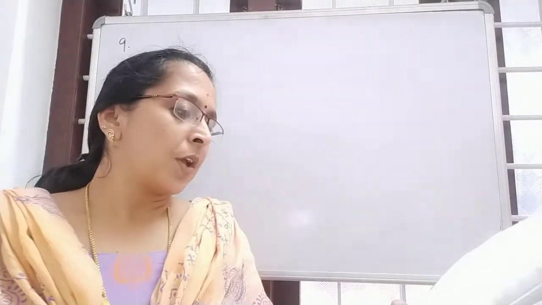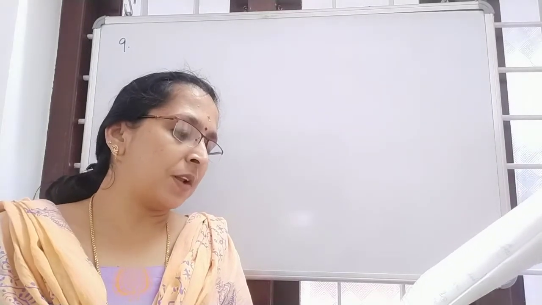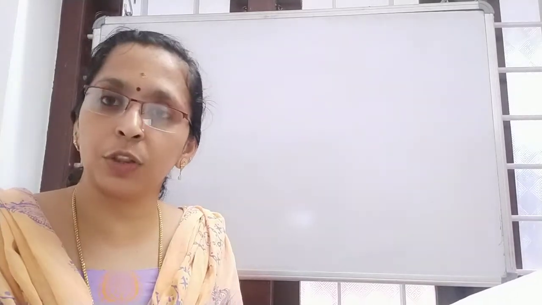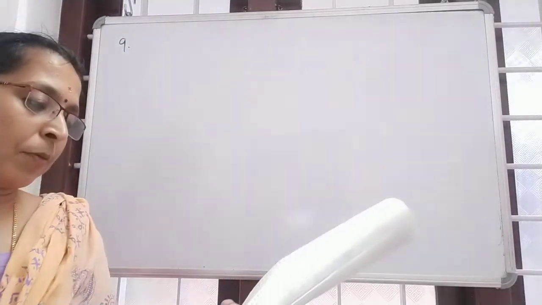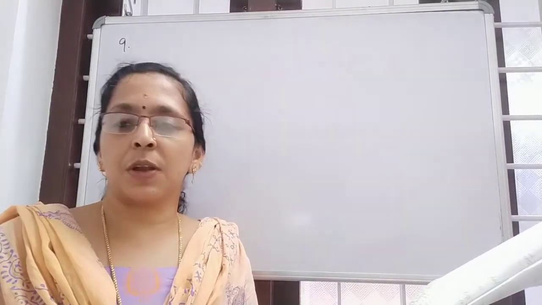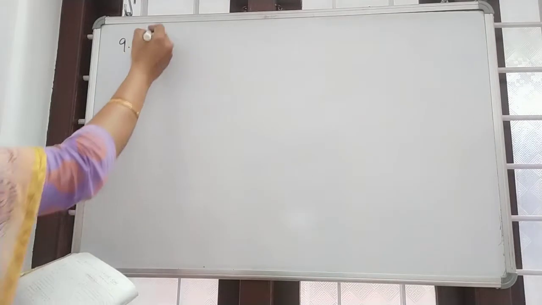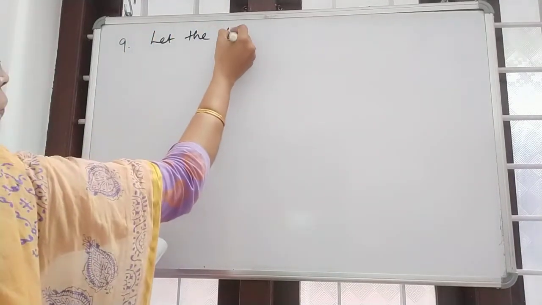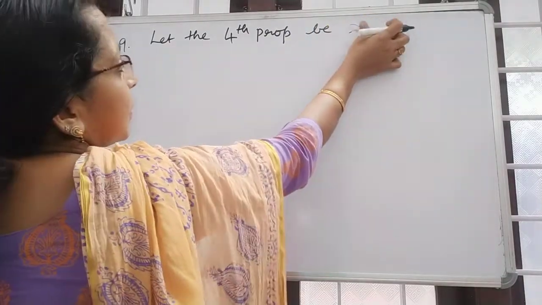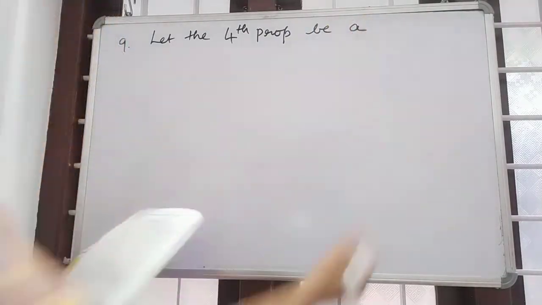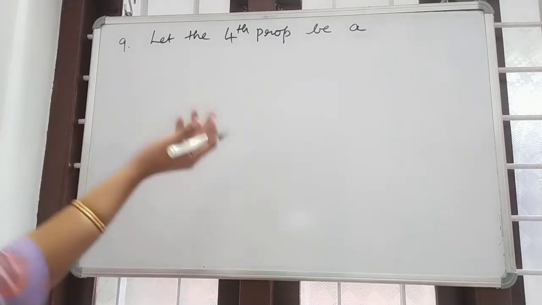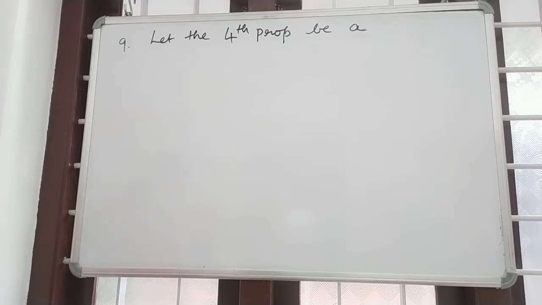9th question. Find the fourth proportional to 2xy, x square and y square. We want to find the fourth proportion. So x and y are given, so instead of x in the question, we can write A. Let the fourth proportion be A. So how can we write? Fourth proportion is A.